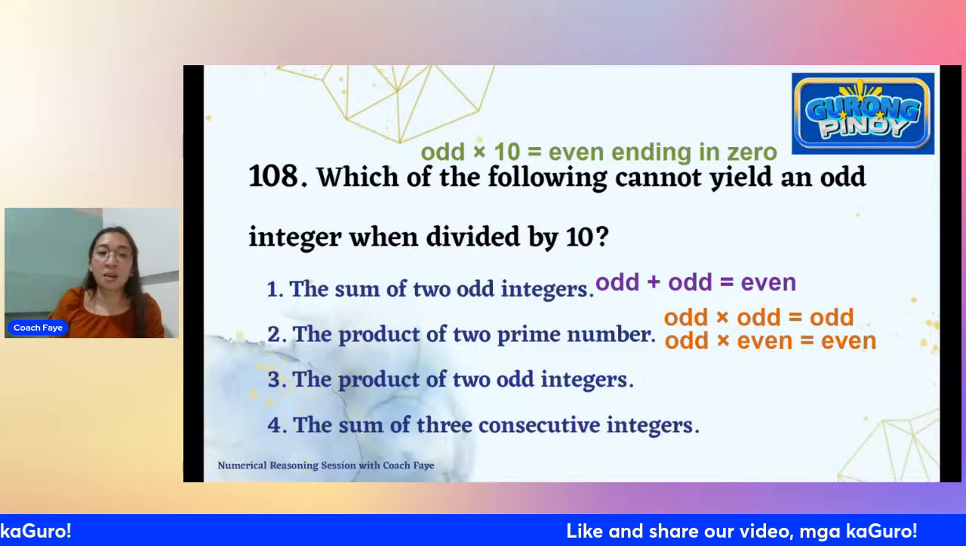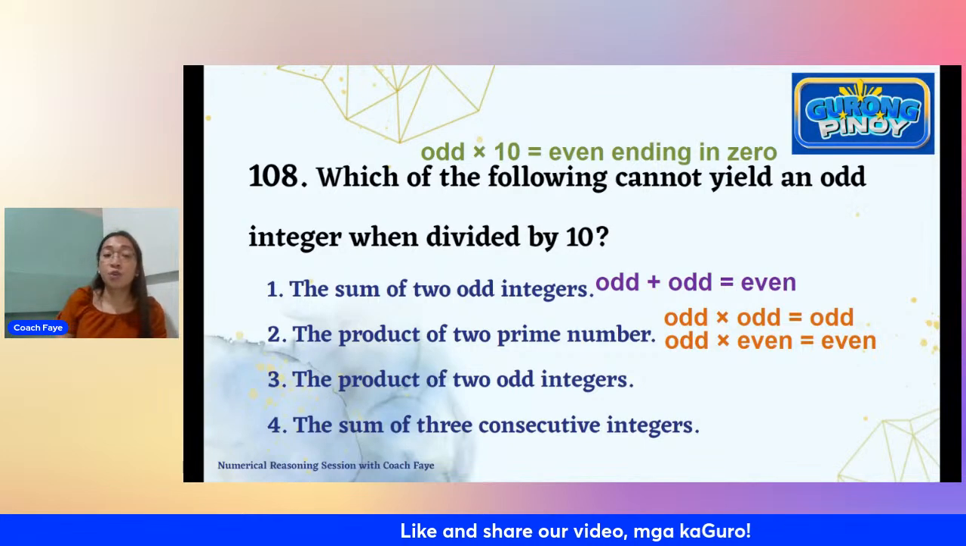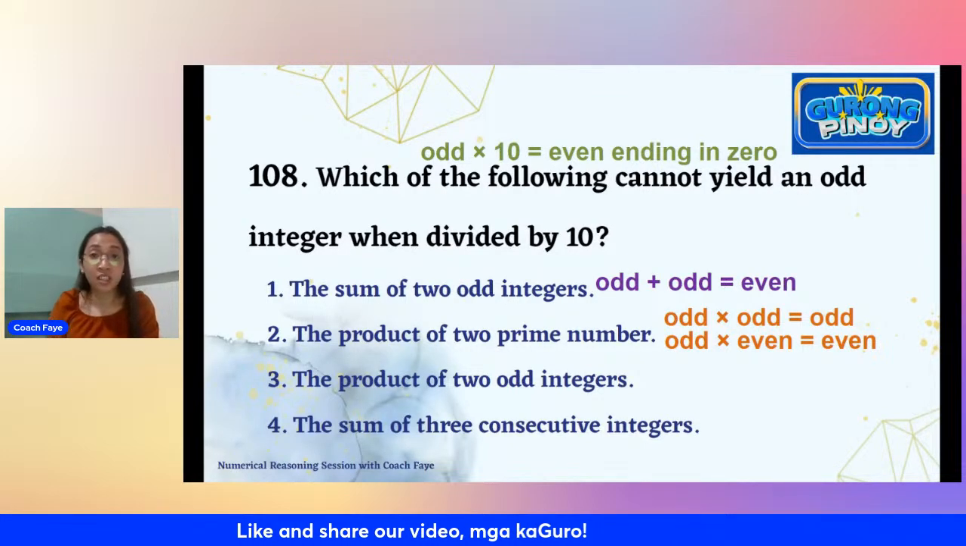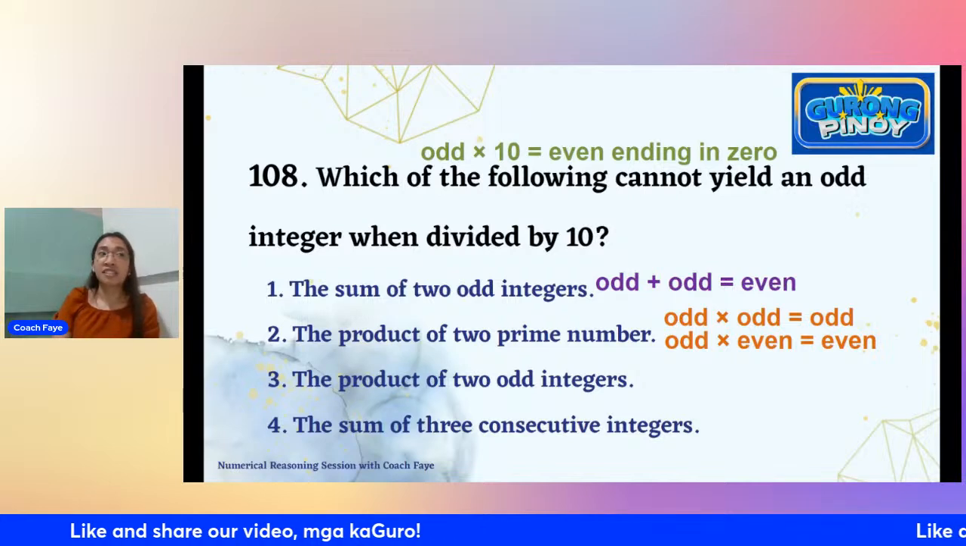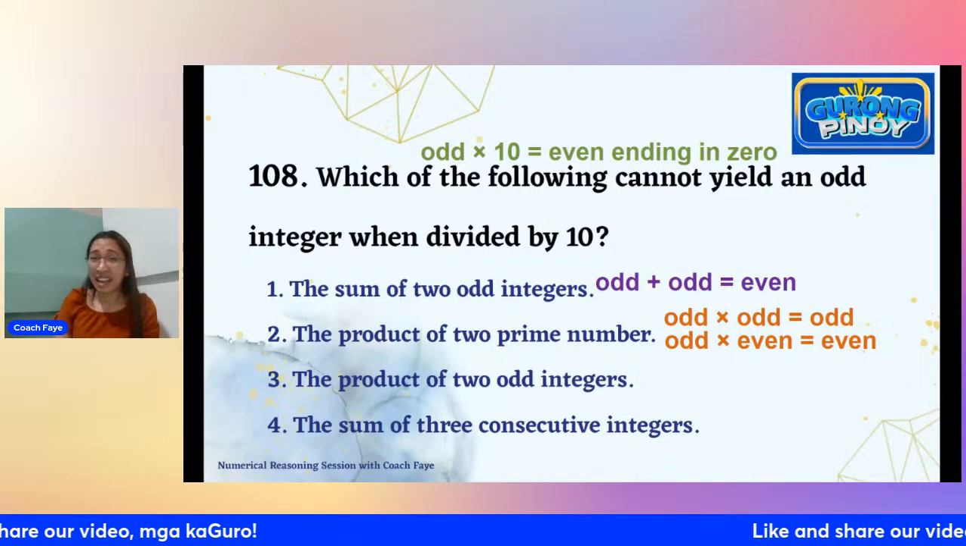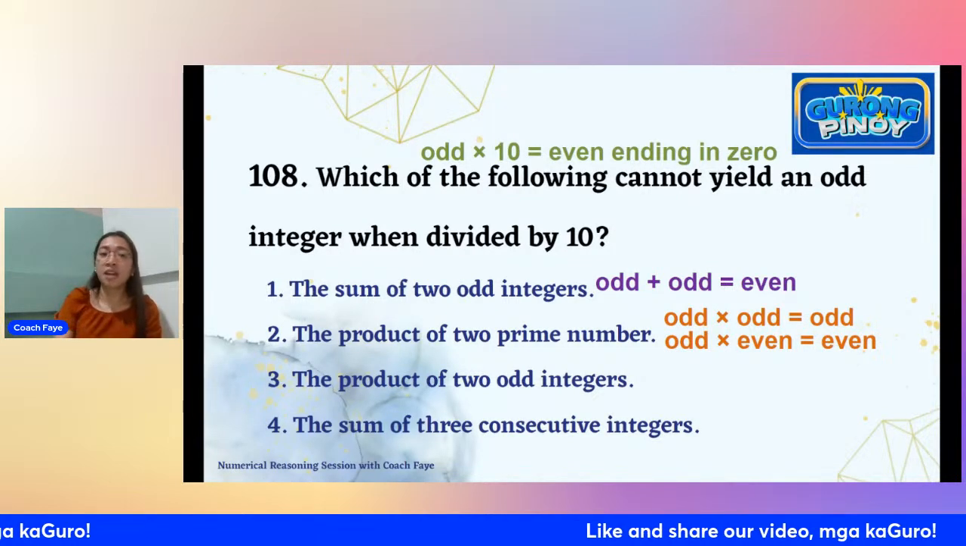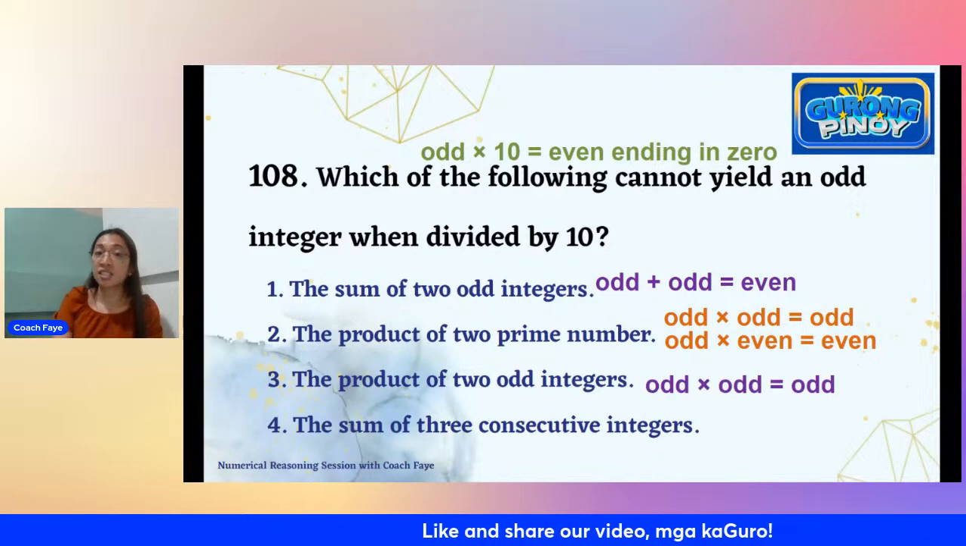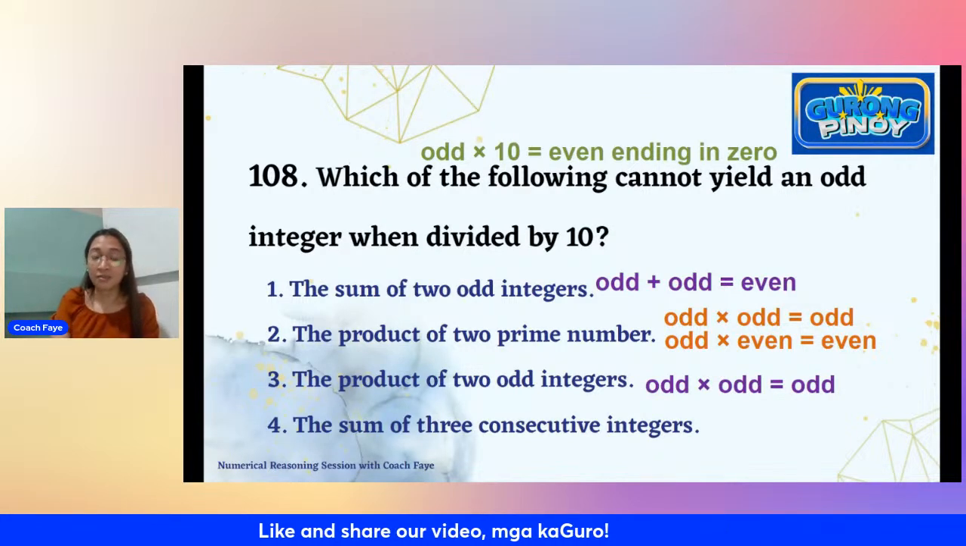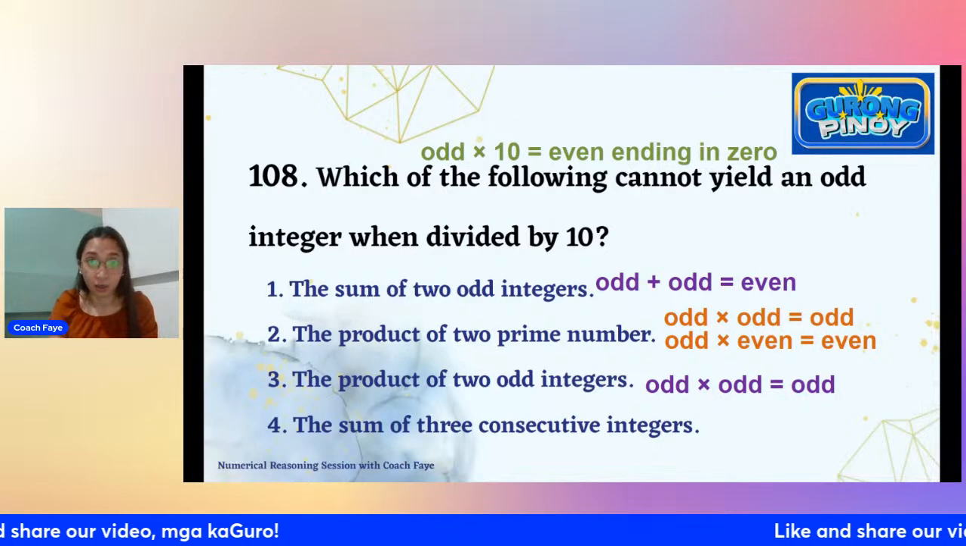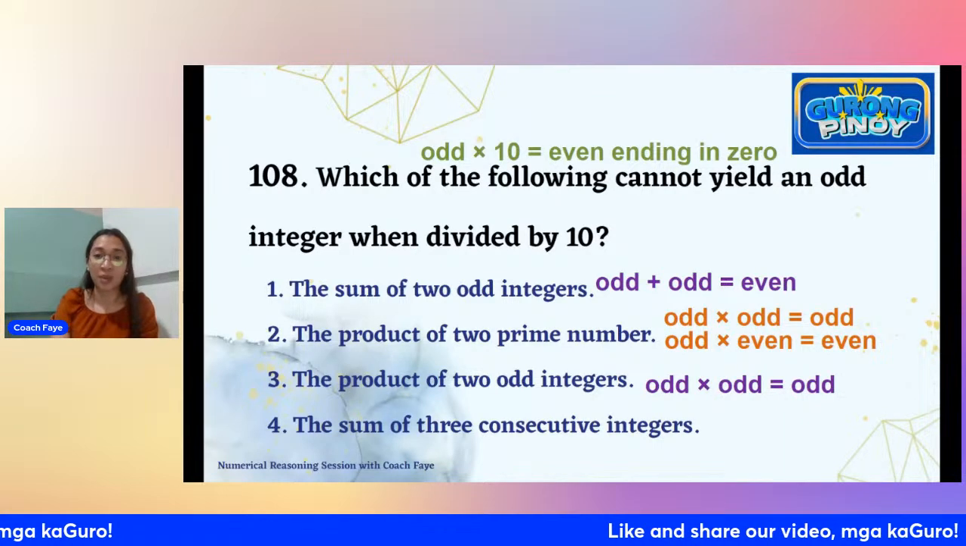Now, let's take a look at option 3, the product of two odd integers. Again, examples of two odd integers are 1, 3, 7, 9, 5, 11, and whenever you multiply odd integers, the result is always odd. So there's no way that this is going to be even ending in 0. I think you know which is the correct answer by now.